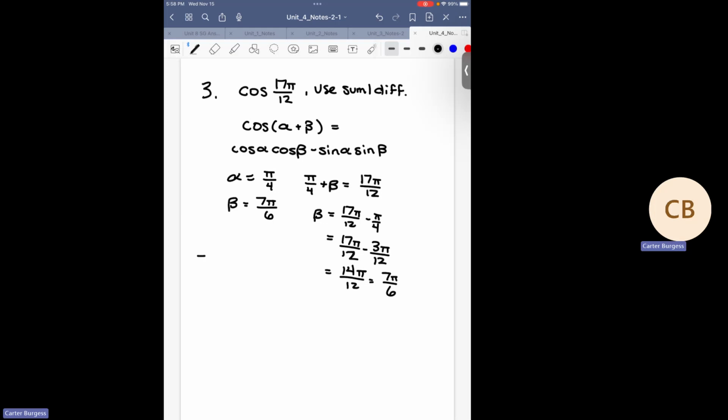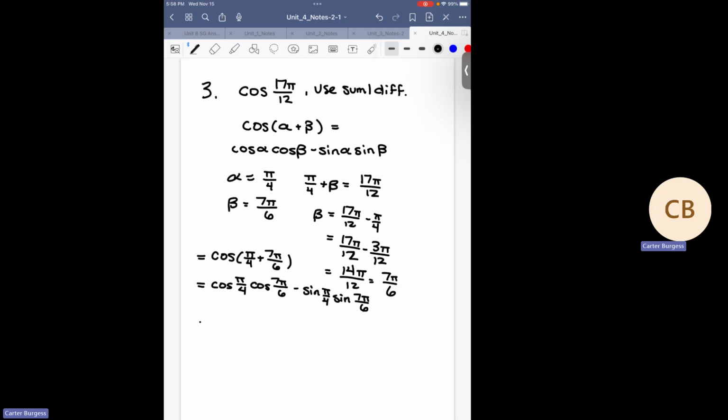And so we get that this sum is going to be, well, it's cosine of pi over 4 plus 7 pi over 6, which should be equal to cosine of pi over 4 times cosine of 7 pi over 6 minus sine of pi over 4 times sine of 7 pi over 6.